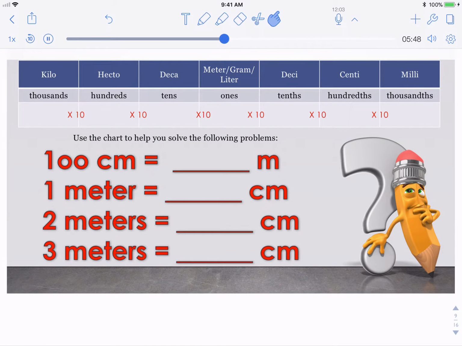Use a chart to help you solve the following problems. 100 centimeters. You know what? We did this all week. Do we need the chart to know this? I don't think so. 100 centimeters equals how many meters? 1 meter. Equals how many centimeters? Still don't need the chart. That's 100 centimeters. Okay, go ahead, pause it. You can do the last 2 numbers, and once you're done, go ahead and push play and continue with the slides.